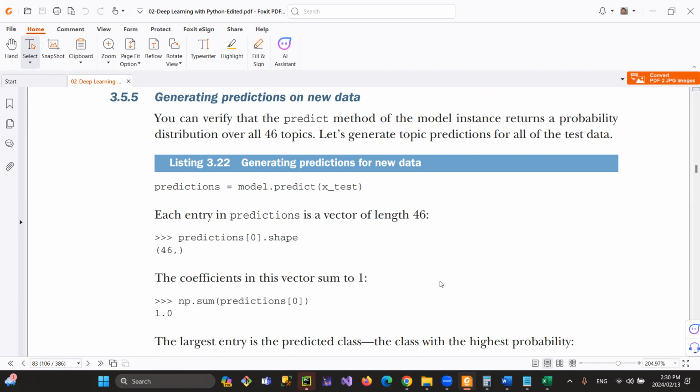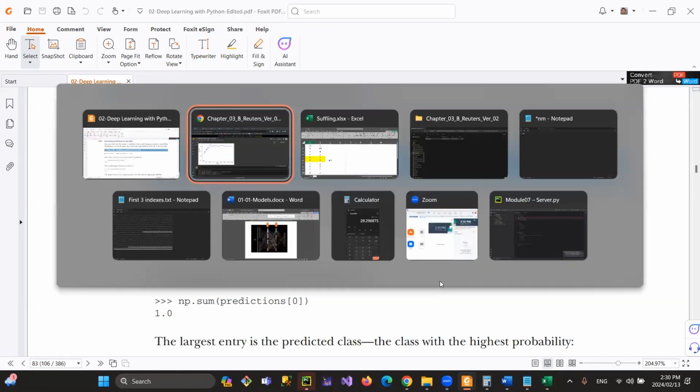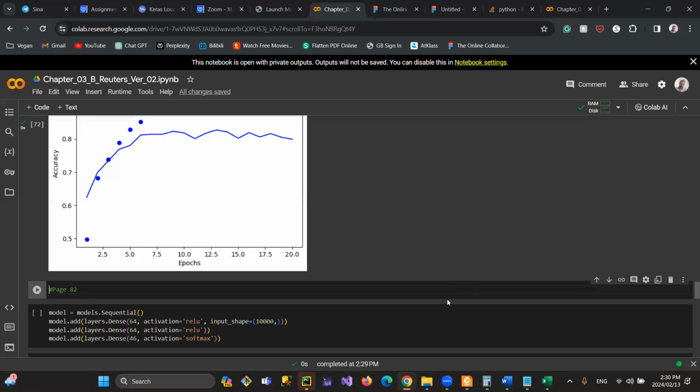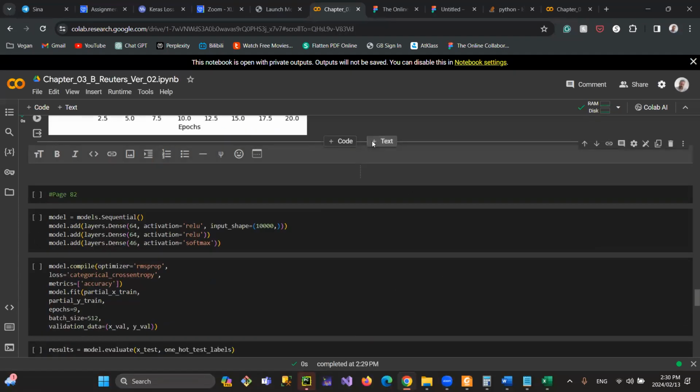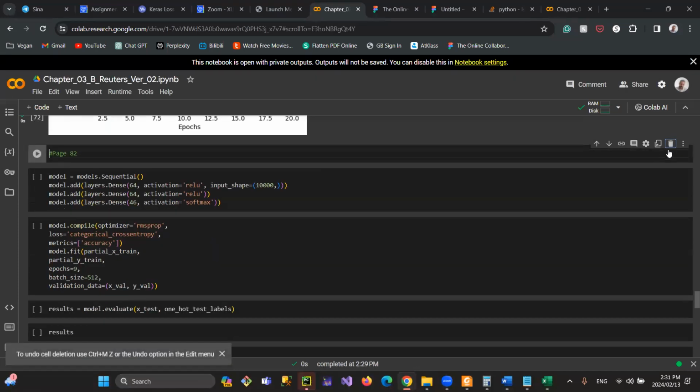Why does it say that the sum of predictions for sample zero is one? Actually for me, it doesn't show one. It shows a number close to one most of the time. That would be funny if I tell you close to one and now it shows one. Let's just see.